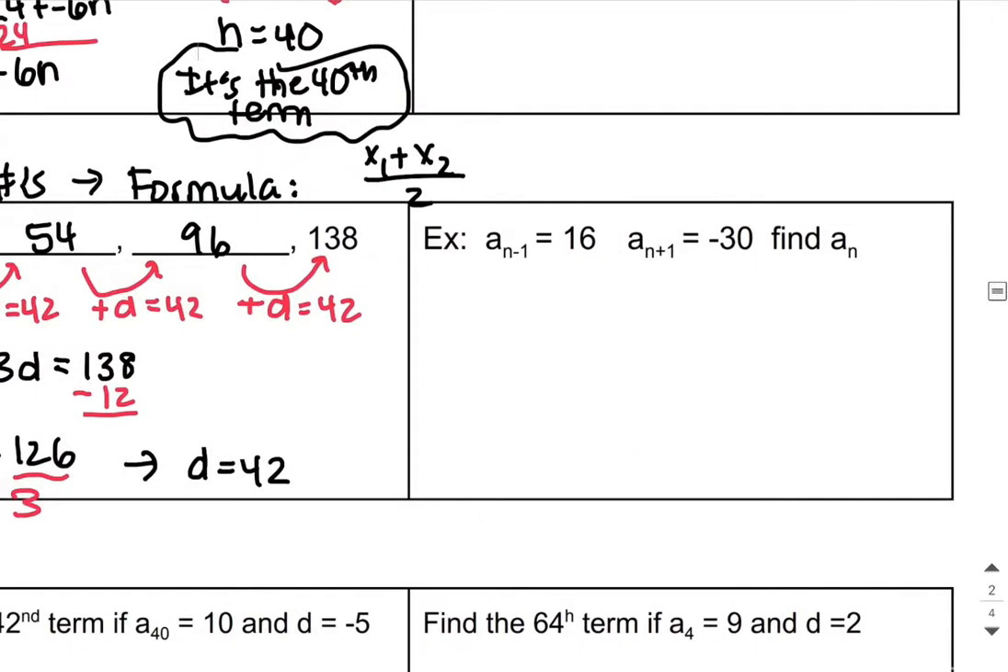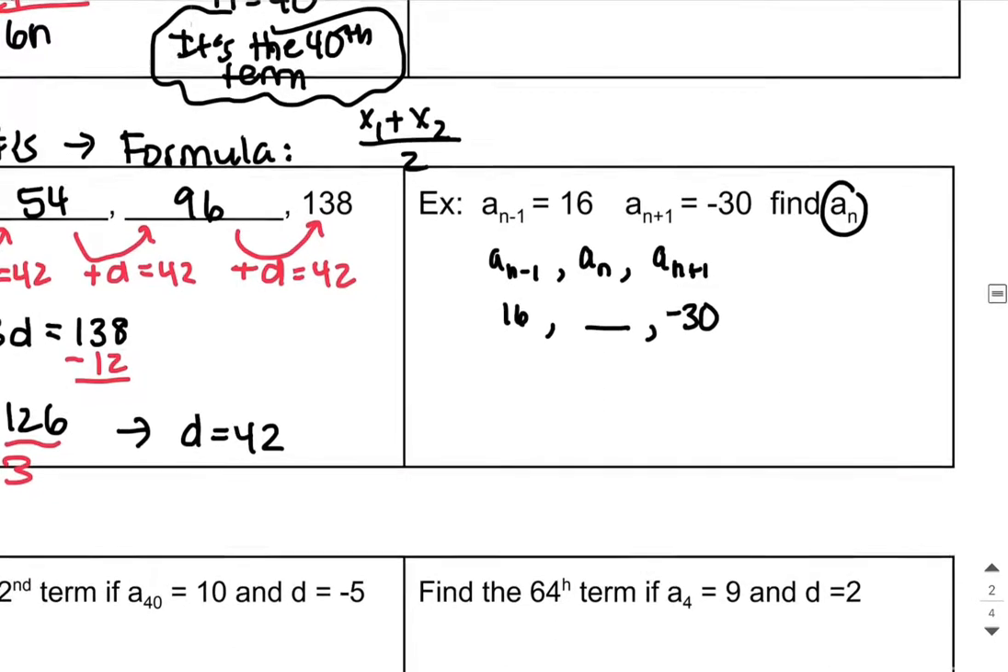Another example of a way you would see it would be a sub n minus 1 is equal to 16, and a sub n plus 1 is equal to negative 30, and I want to find a sub n. A sub n minus 1 is the term before a sub n, and a sub n plus 1 is the term after a sub n. So I know this is 16. I'm looking for the middle of that. This is negative 30.